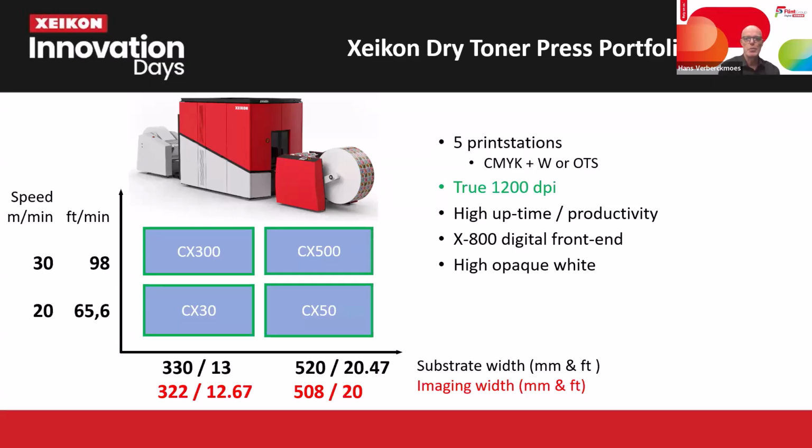I mentioned again 1200 dpi, a very high uptime. Our X800 digital front end, high opaque white, I mentioned already earlier. And then, of course, depending on your needs, you can start with the CX30, which runs 20 meters per minute and a width of 330 millimeters. Or you can go full throttle, 30 meters with the CX500 and 508 millimeter imaging width. So it depends a little bit on the volumes that you require, that you can make a choice on the needed engine.